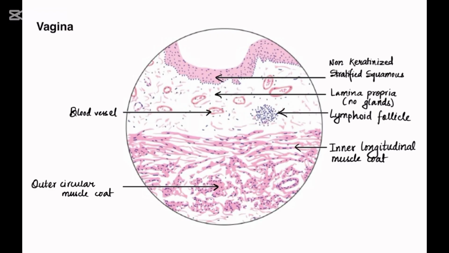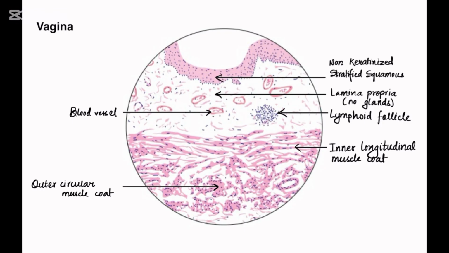The identifying feature of the vagina is its lining epithelium, and that is non-keratinized stratified squamous epithelium. The mucosa also has lamina propria that does not contain any glands. So there are no glands. The glands are not present in the vagina.